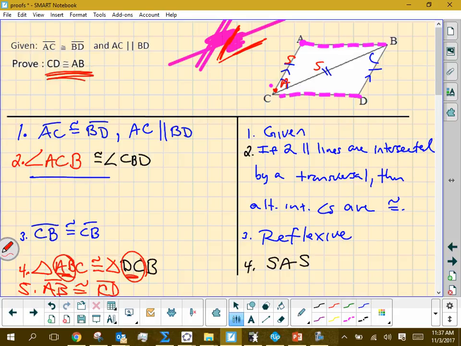And you guys are saying CPCTC. That's what I was trying to walk you through, because they're corresponding parts. They're the first 2 letters in the first name and the first 2 letters in the second name, so that means they're corresponding. They match, and they're segments, so they're parts of the triangles. They came from congruent triangles. So those corresponding parts that come from congruent triangles are also congruent. And that's what CPCTC stands for.